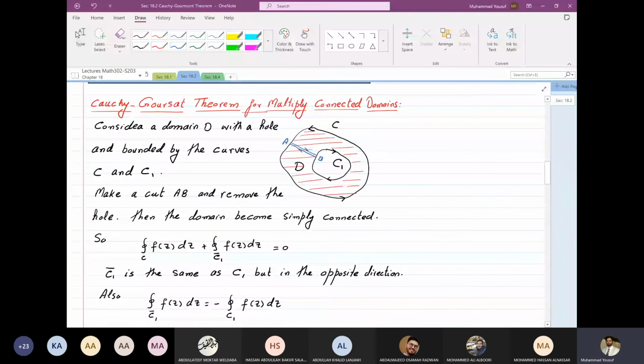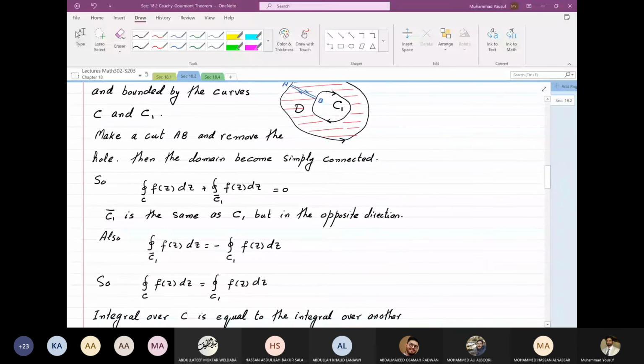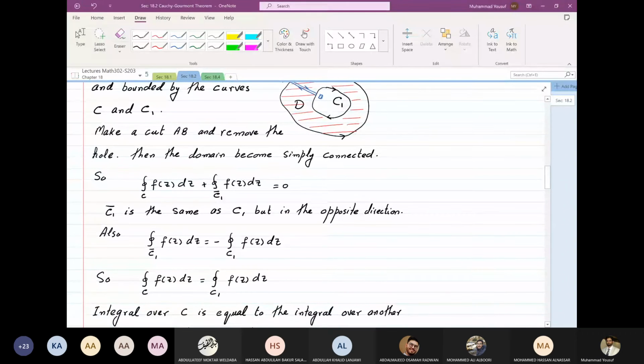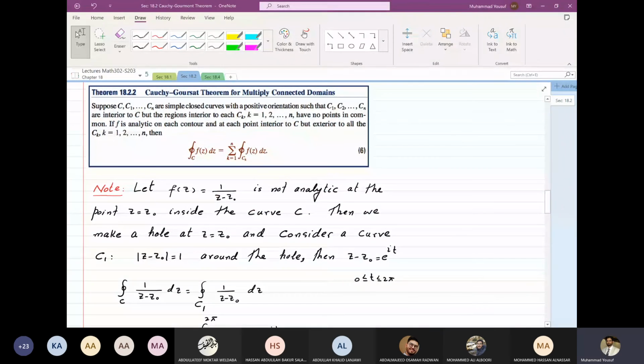And also remember here, C1 bar is the same as C1, but in the opposite direction. Now here, we have C1, C2, C3, Cn, which are bounding holes inside the region, n holes. So we will have n curves C1, C2, Cn. And then the integral over C is equal to the sum of the integrals over all these.